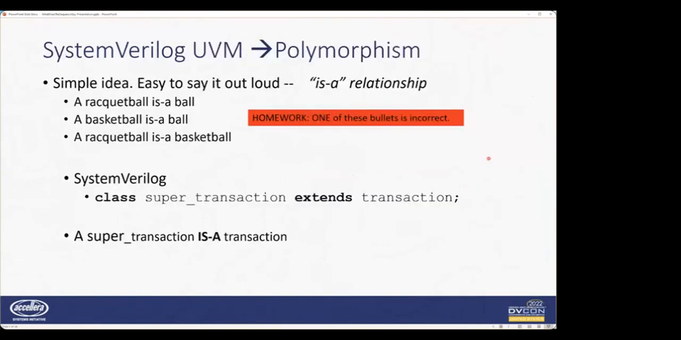So SystemVerilog UVM polymorphism. It's a simple idea, and it's just easy to say it out loud. It's an is-a relationship. So a racquetball is a ball, a basketball is a ball, a racquetball is a basketball. And anybody who's got a keen eye knows that one of these bullets is incorrect. That's a homework assignment. So we can figure out what the relationships are with the is-a.